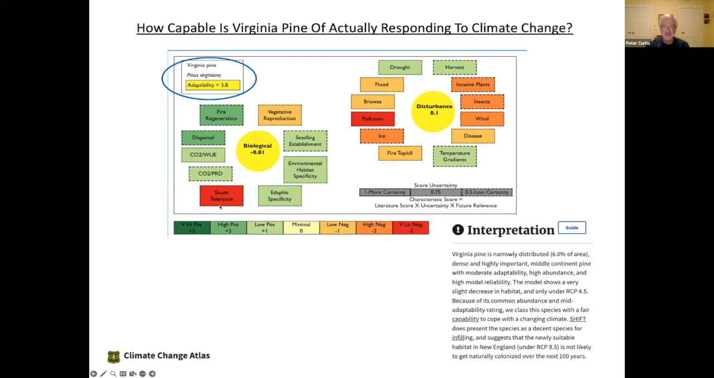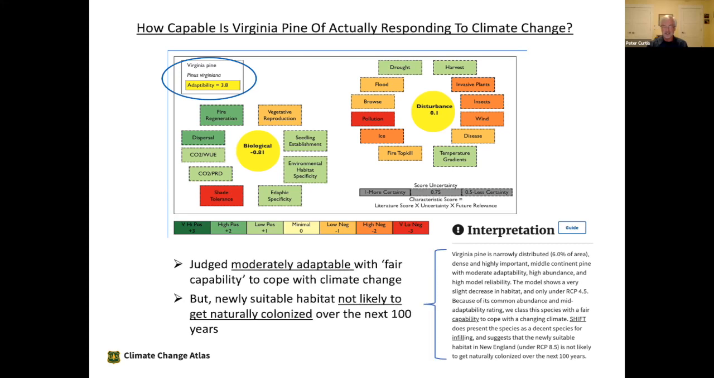Reds are negative, so it's very shade intolerant. So that's a negative. Seedling establishment, pretty good. Over here, disturbance, it responds reasonably well to drought, but very poorly to pollution. So all of these factors can be put into an analysis about the adaptability, the resilience of this species to climate change. And they give a very useful interpretation, which I'm just going to summarize quickly. So in the case of Virginia pine, again, we know a lot about this. We can parameterize the model that has to do with all these different factors.